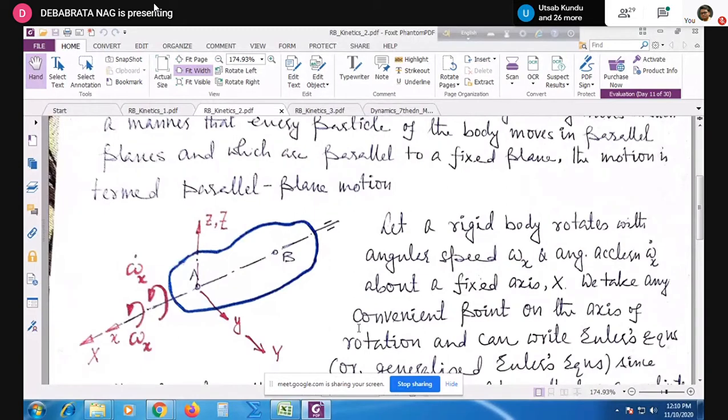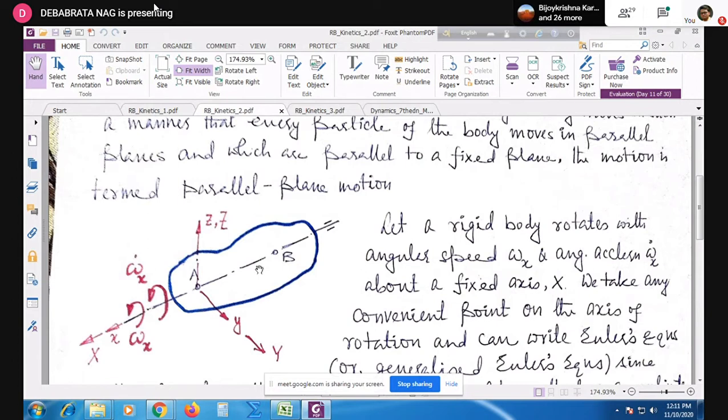Now we can have the choice of writing the modified Euler's equation, so to say. Why do we say modified Euler's equation? Because as soon as we relax assumption 3, it becomes the modified Euler's equation. So we are going to write this modified Euler's equation, and it can be written with respect to infinitely many points in this particular case, because here you see the center of mass is always there.